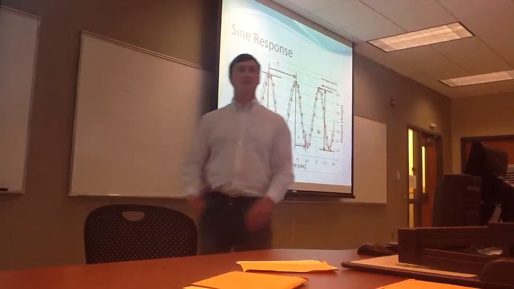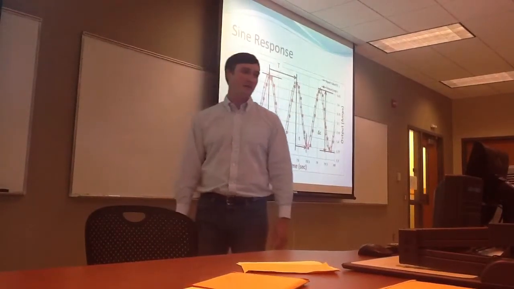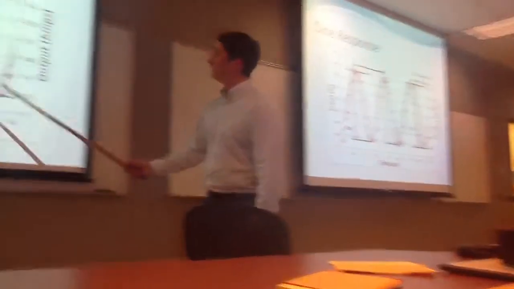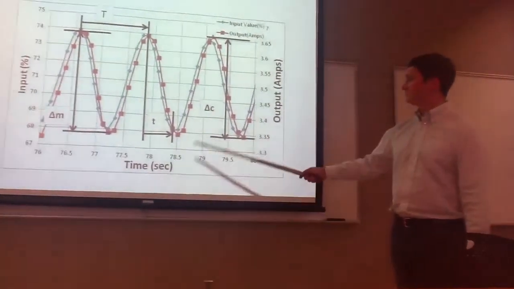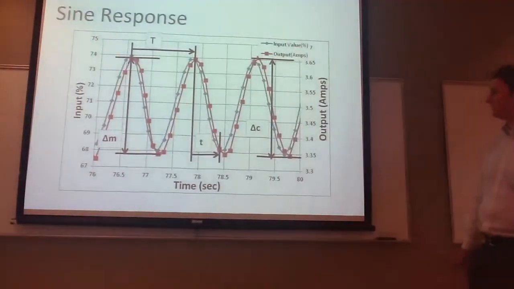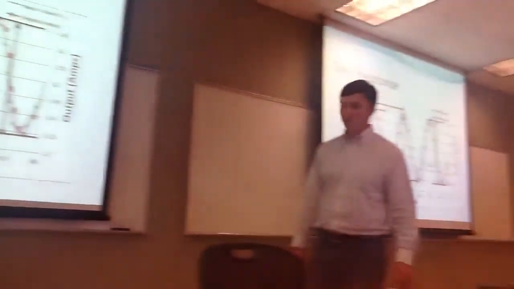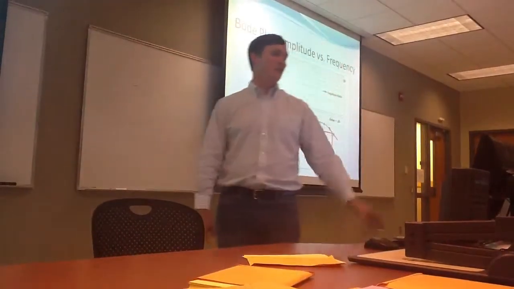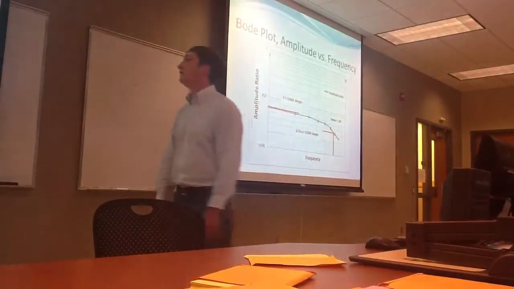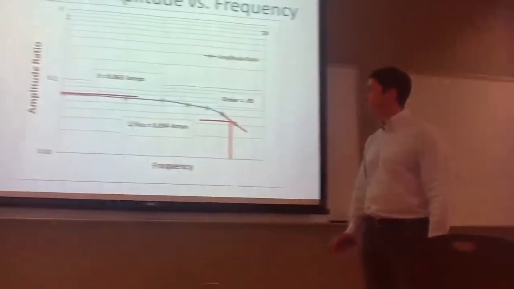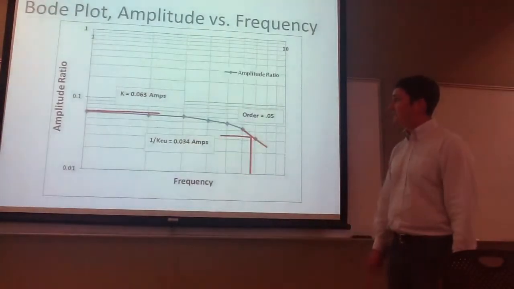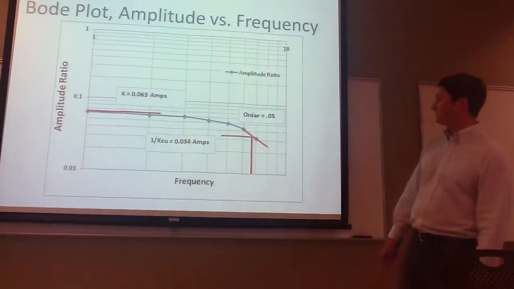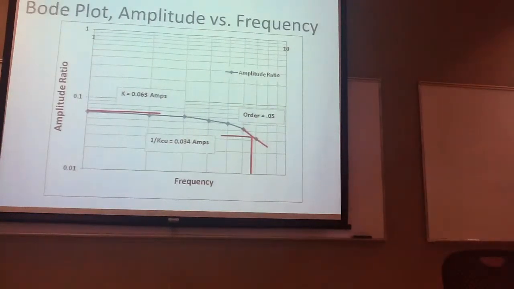That leads into the frequency, and this is a sine response, once again in the 3 to 4 amp zone, and it breaks it down to where you can measure each one of your values that you need to collect. So once you get all that, you create your Bode plot. This is the Bode plot with the amplitude versus frequency, where we found a gain of 0.063, a 1 over KCU of 0.034, and the order was 0.05.